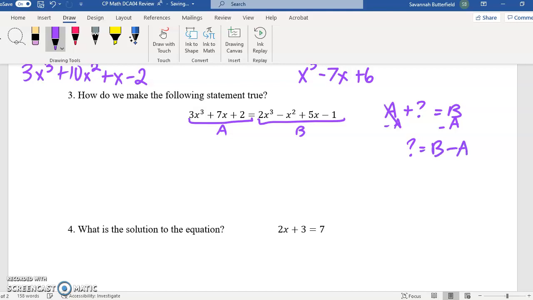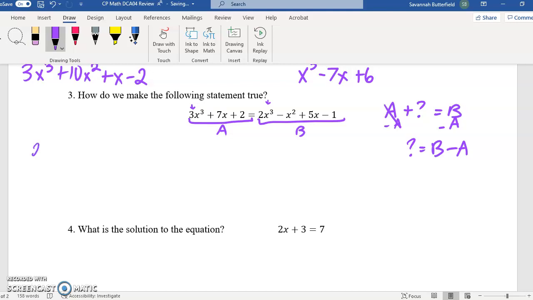You're going to have a question like this on the DCA tomorrow, so just know whichever side has the smaller first term, so we have a 3x cubed and a 2x cubed, this side is the side that is going to be your B. And then whatever side has the larger one is going to be your A. So you are going to end up with a negative first term. And I know this is strange. It's something we've done before. It's just a different wording than what we're used to.